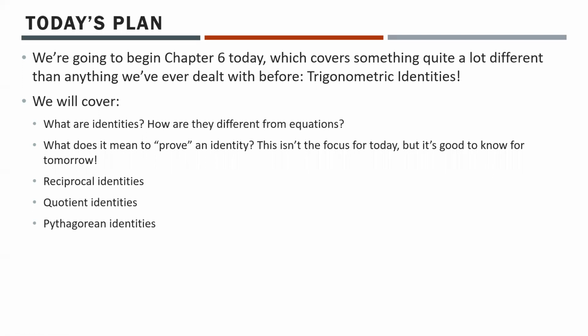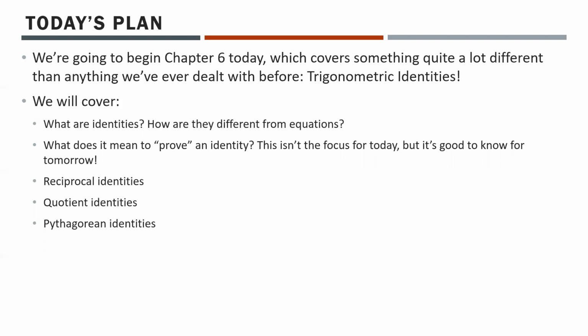Today, we are going to cover what are identities. That is part of the name of this unit, trigonometric identities. We're going to talk about what that is and how they're different from equations, because they are quite similar to that. We're also going to talk about what it means to prove an identity, but I want to let you know right now that's not the focus for today. It's just good to know for tomorrow. Ultimately, we want to be proving trigonometric identities. We're going to have to know what that means today, but we won't worry about it until tomorrow.